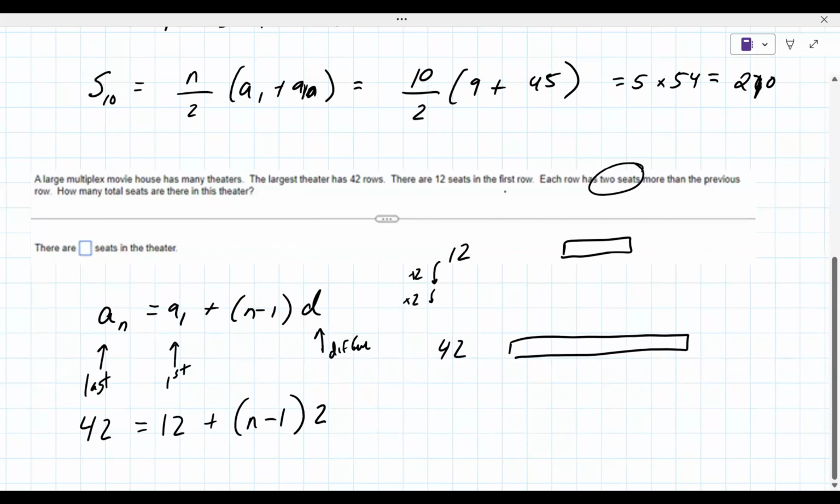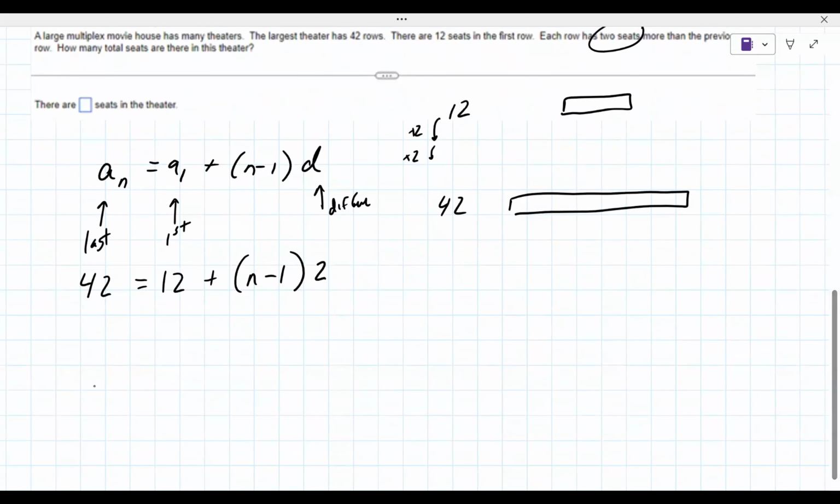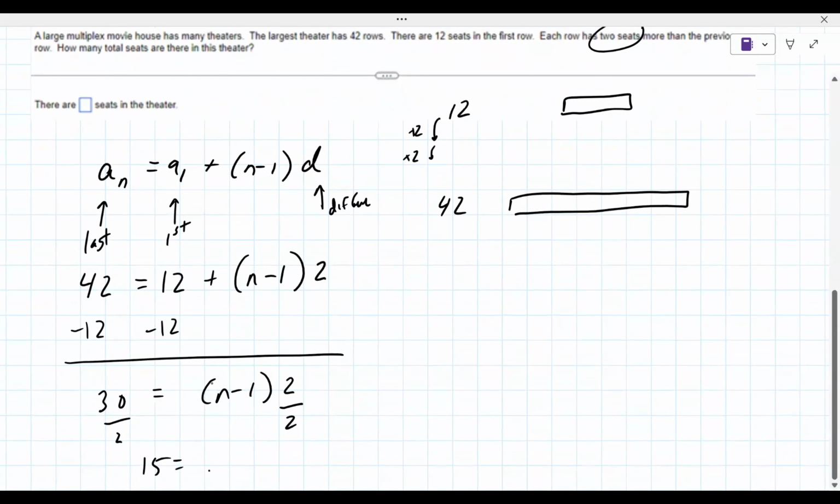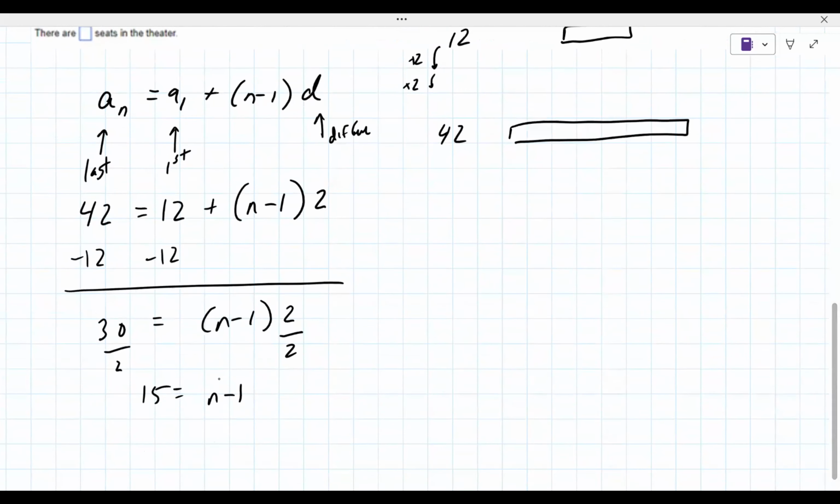So we've got it down to one variable. To solve this, you subtract 12 from both sides. Okay, 30 equals n minus 1 times 2. Rather than distributing that 2 in, it's actually better to divide it out. So 15 equals n minus 1. And then you add 1 here, n equals 16. Okay, perfect.